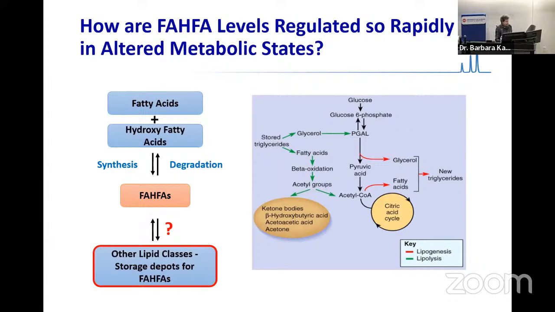And we think that synthesis and degradation are part of it. But Dan Tan, a postdoc in the lab, was very intrigued with the idea of whether they're incorporated into other lipid classes that could work as storage depots. And in particular, she wanted to know if FAFAs got incorporated into triglycerides. So she did an experiment to see if there were FAFA-containing triglycerides in fat.